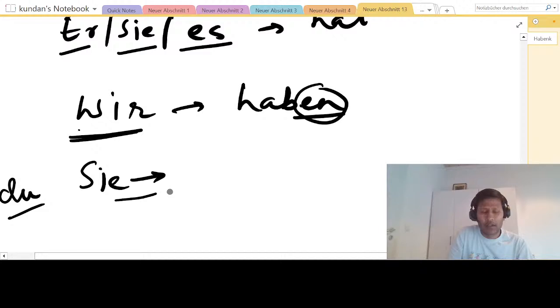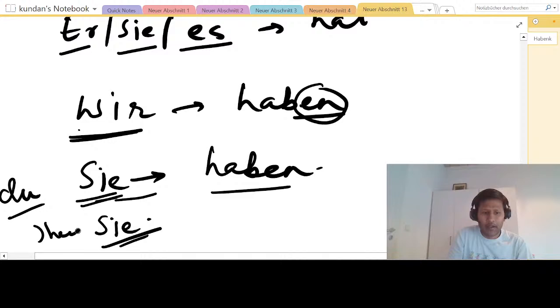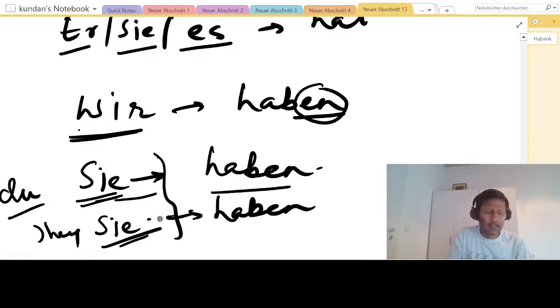And Sie is the formal Sie, like for du. Du is like in Hindi we say tum, and in English you. But here to be respectful or formal we say Sie. This also will be the same, haben. And then this sie, the meaning is they. This also has haben. Same. So sie and Sie are always haben.